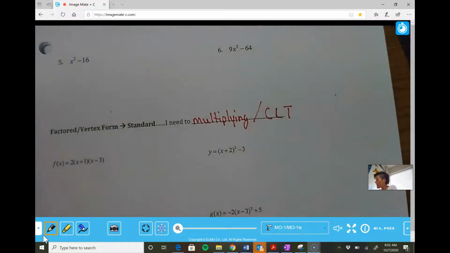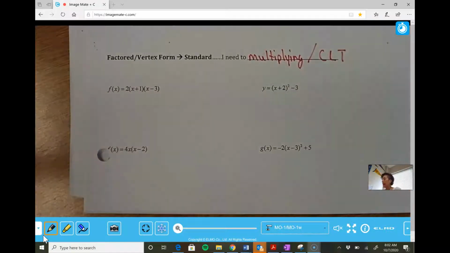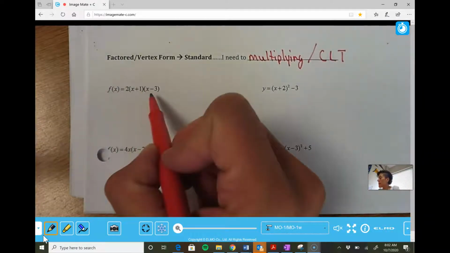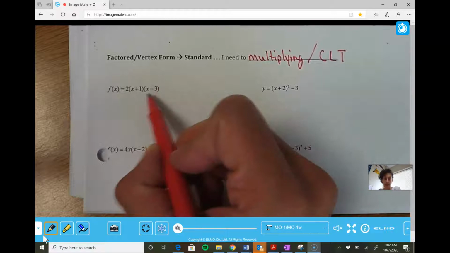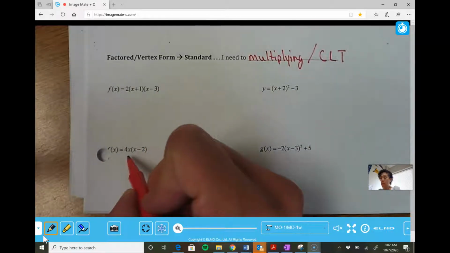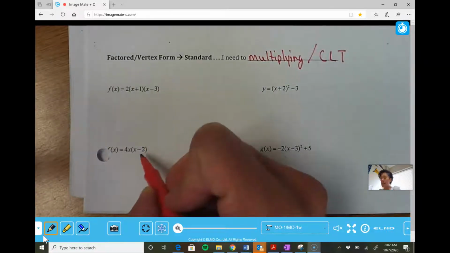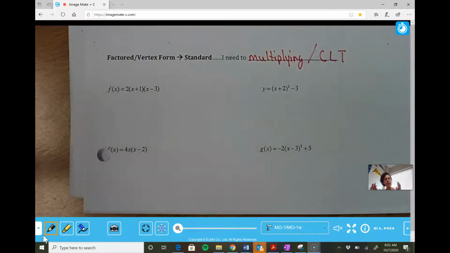So where we're going to start is this one down here. And what I call this is the neighbors meeting the neighbors. So what I want you to imagine is, we have 3 neighbors here, 2, x plus 1, x minus 3. In this problem, we have 2 neighbors, 4x and x minus 2. And they're really close next door to each other. They're like an apartment. They share a wall. And so my thought is the neighbors have to meet the neighbors. You have to like each other's.